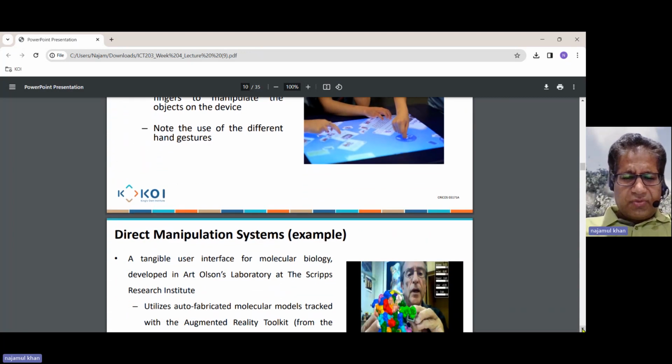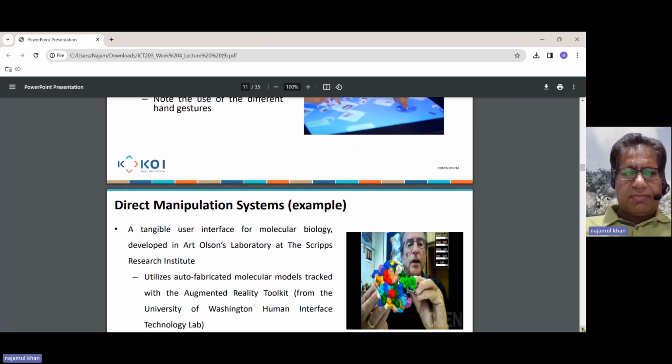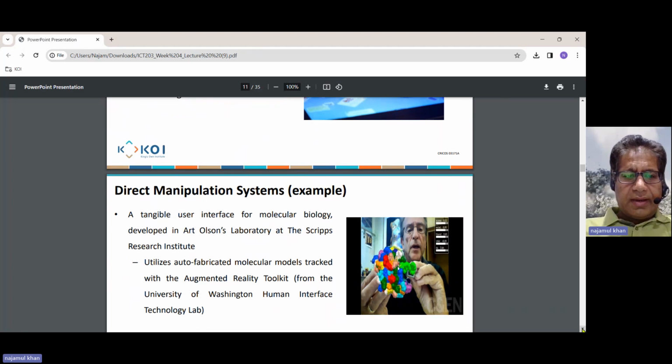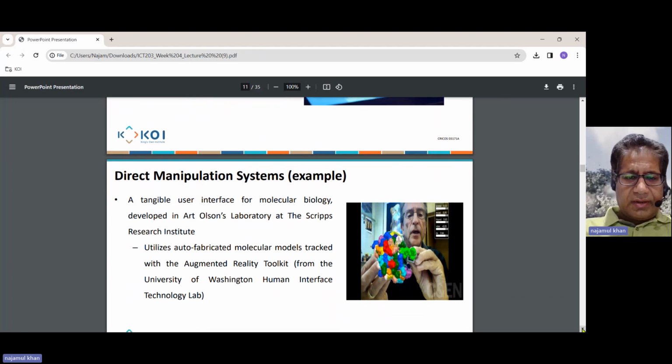Okay, now we're talking about some more examples here, because dozens of examples can be found. This is a tangible user interface for molecular biology, developed at Art Olson's laboratory at the Scripps Research Institute. They are utilizing auto-fabricated molecular models, which can be tracked with the augmented reality toolkit from the University of Washington Human Interface Technology Department.